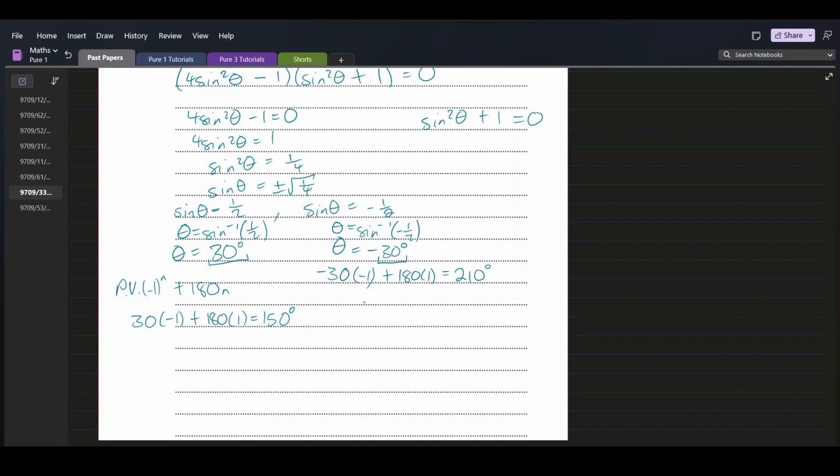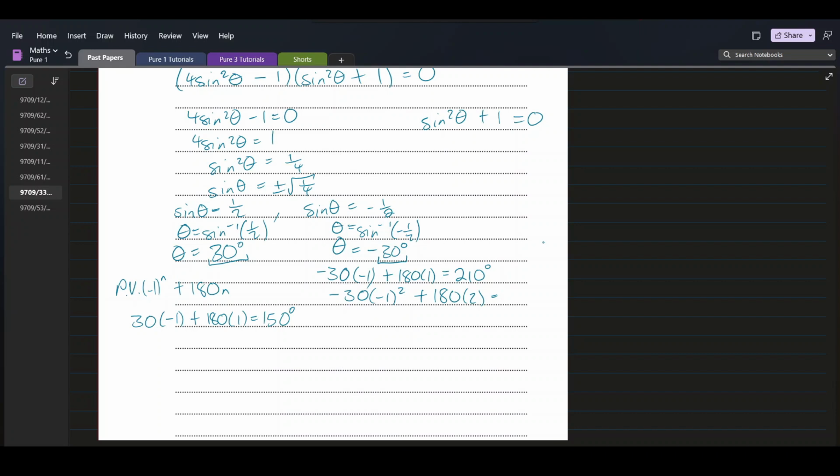And now let's check if there are any other solutions within the given interval. So we'll substitute n with 2 in this case, so negative 30, negative 1 to the power 2 plus 180 times 2.